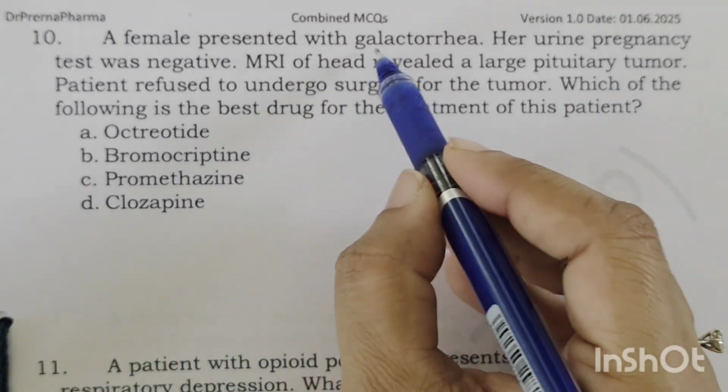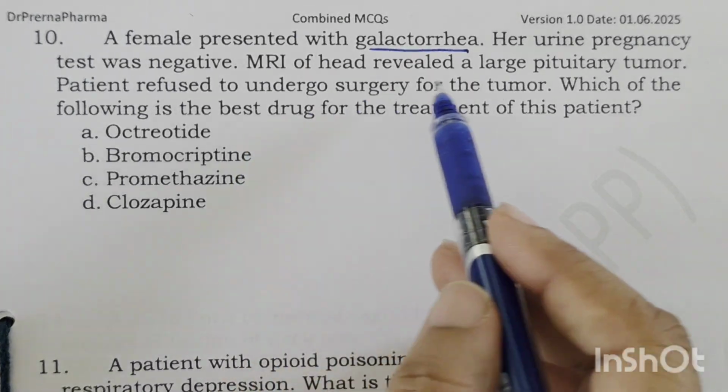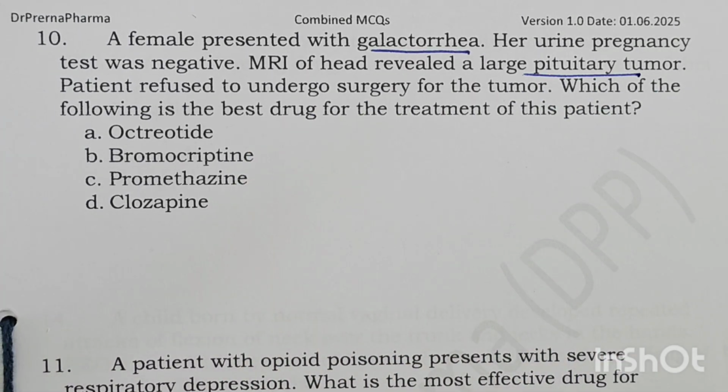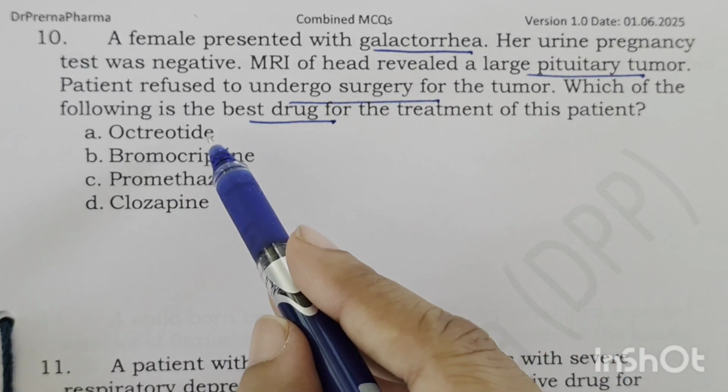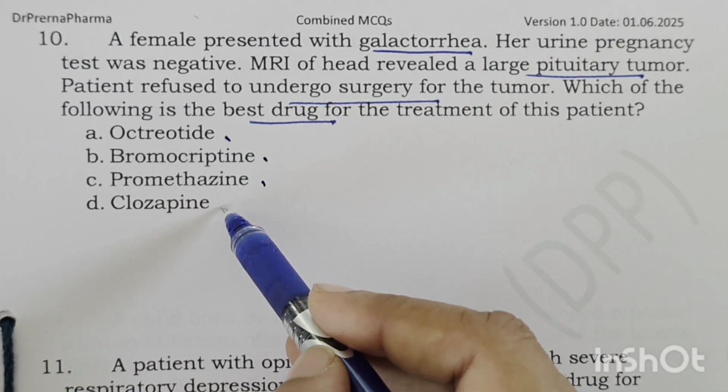Next question. A female presents with galactorrhea. Urine pregnancy test negative. MRI reveals a large pituitary tumor. So this is a case again of pituitary adenoma. Patient refused to undergo surgery. Which of the following is the best drug? Out of the given options: octreotide, bromocriptine, promethazine, clozapine.